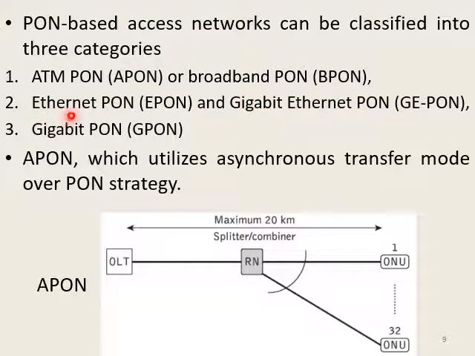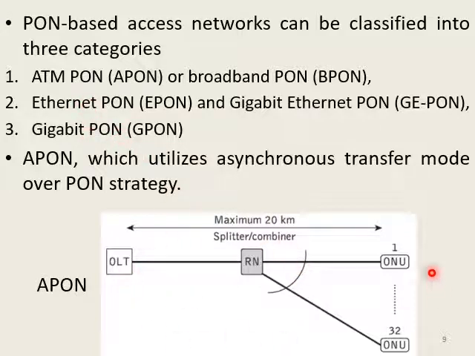Another type of PON is Ethernet PON, EPON, which we can also call Gigabit Ethernet PON, GEPON, in terms of gigabit. Another one is Gigabit PON, GPON. So PON normally has three types: APON, EPON, and GPON. If the question is related to PON, we can explain these three categories. I'll look at APON first, and later I'll explain EPON and GPON in the coming slides.